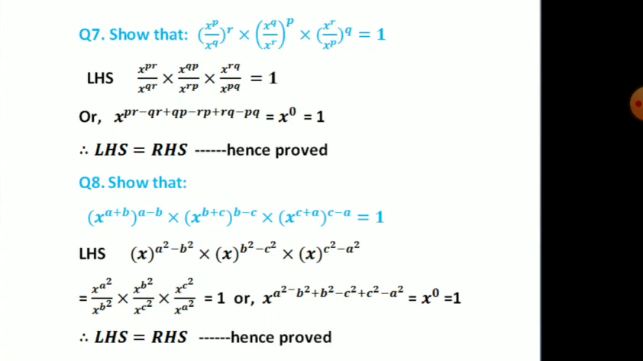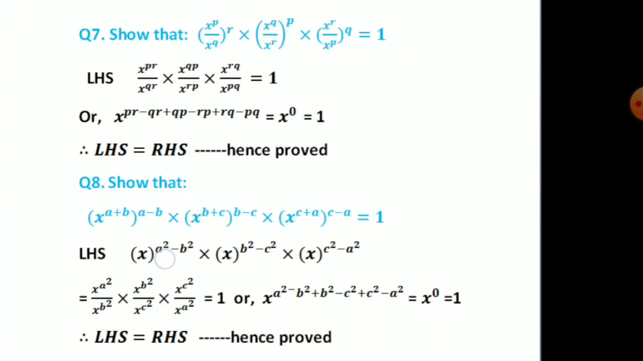Question number 8, (x^(a+b))^(a-b) into (x^(b+c))^(b-c) into (x^(c+a))^(c-a) equals to 1. Now here a plus b into a minus b is the expansion of a square minus b square. So instead of writing a plus b into a minus b, we can write it as a square minus b square, and so on.